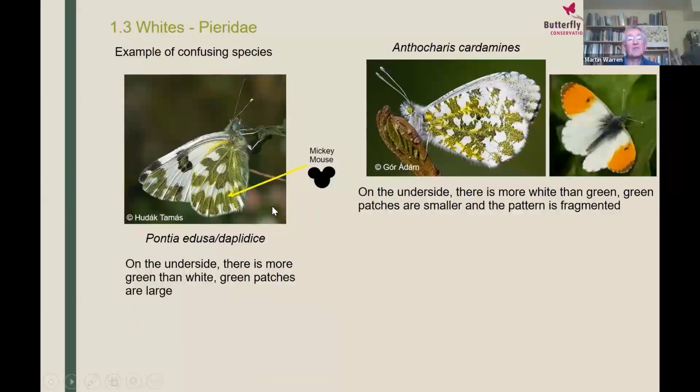Some other species you just need to look out for on these whites, which are these Pontia species, which have this rather dappled looking underside, green and white, obviously to camouflage themselves when they're at rest. And this one, which we saw earlier, the Nymphalidae cardaminae, which has this beautiful mottling. So there's some tips here, like this one is supposed to look like a Mickey Mouse kind of figure on the hind wing, which differentiates it from the others.